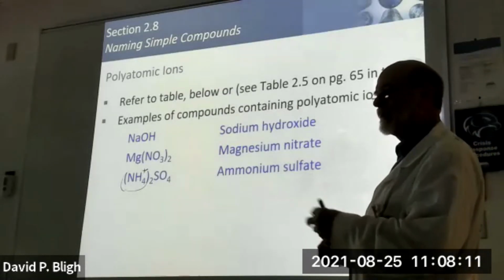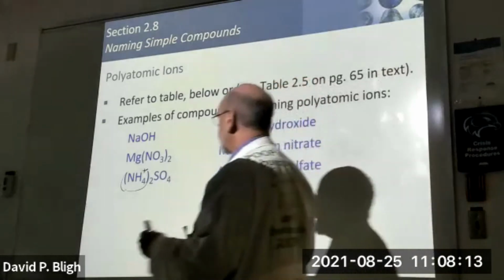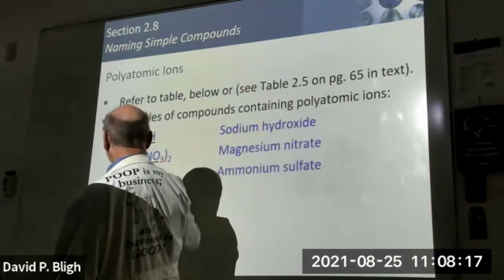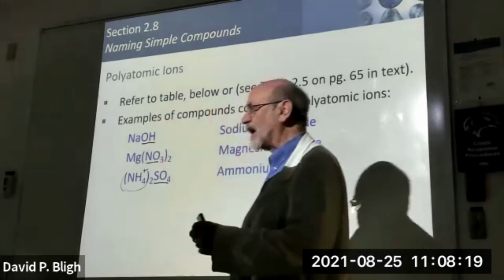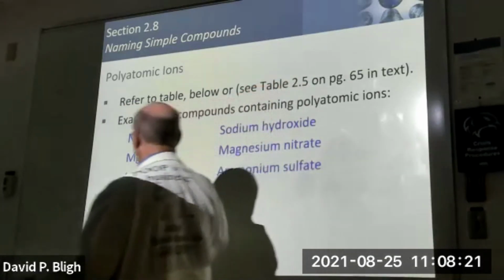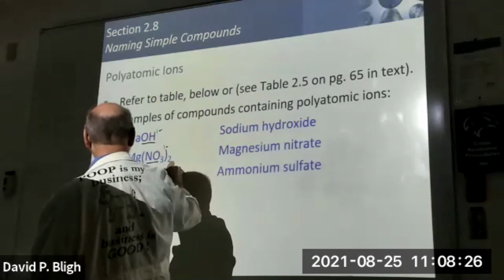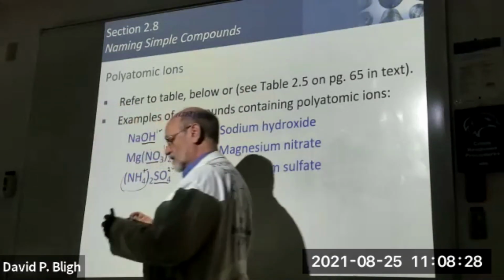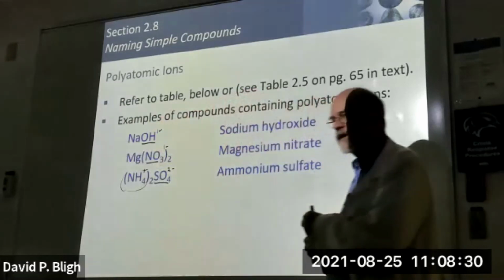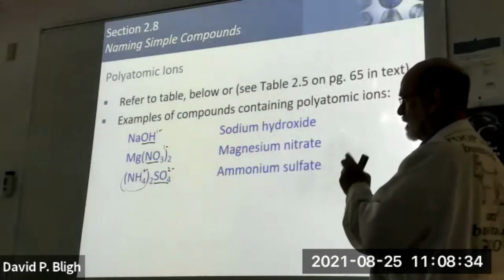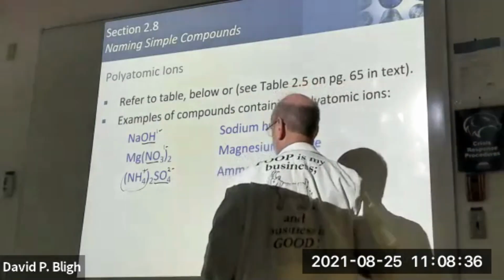When you use a polyatomic in a compound, the name is fixed. You don't have to modify the name. This is always hydroxide. This is always nitrate. This is always sulfate, polyatomic. And they have a fixed charge. This is a -1, and this is a -1, and this is a -2. So those polyatomics, they don't vary. They always have that charge and that formula.